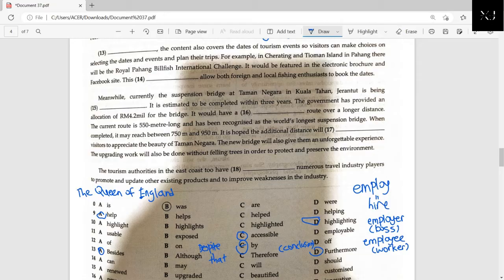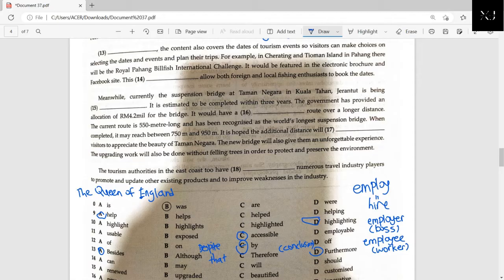For example, in Gerating and Tioman Island, it's not pronounced as Island, by the way, it's pronounced as island. I heard some of my students say Island before. I was so shocked. Okay, in Pahang there will be the Royal Pahang Billfish International Challenge. Oh wow, this is a really big fish, by the way. I'm going to put a picture there right now. Y'all can have a look at what this fish looks like.